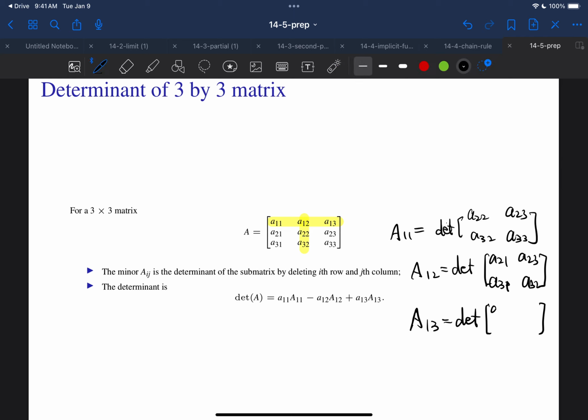So the determinant of A21, A22, A32, A33. I'm sorry, this is not A31. So A21, A23, and A31 and A33. And by this formula, the determinant of A is given by what is called first row co-expansion.